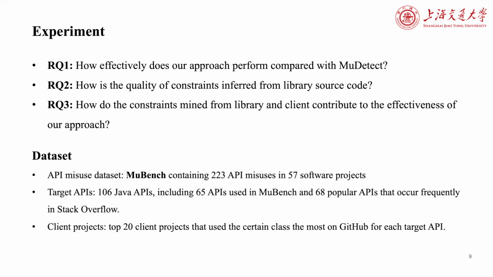As for the dataset, we use MUBench as the API misuse dataset. It contains 223 API misuses in 57 software projects. Besides, we select 106 Java APIs as our target APIs for constraint inferring, including the 65 APIs used in MUBench and 68 Java APIs that occur frequently in Stack Overflow. For each target API, we collect the top 20 client projects that use the certain class the most on GitHub through the BOA tool.